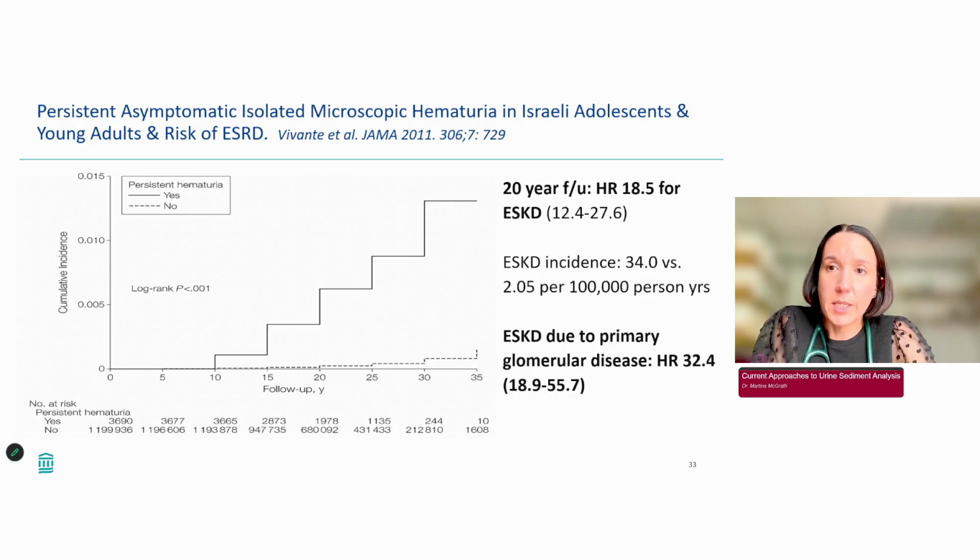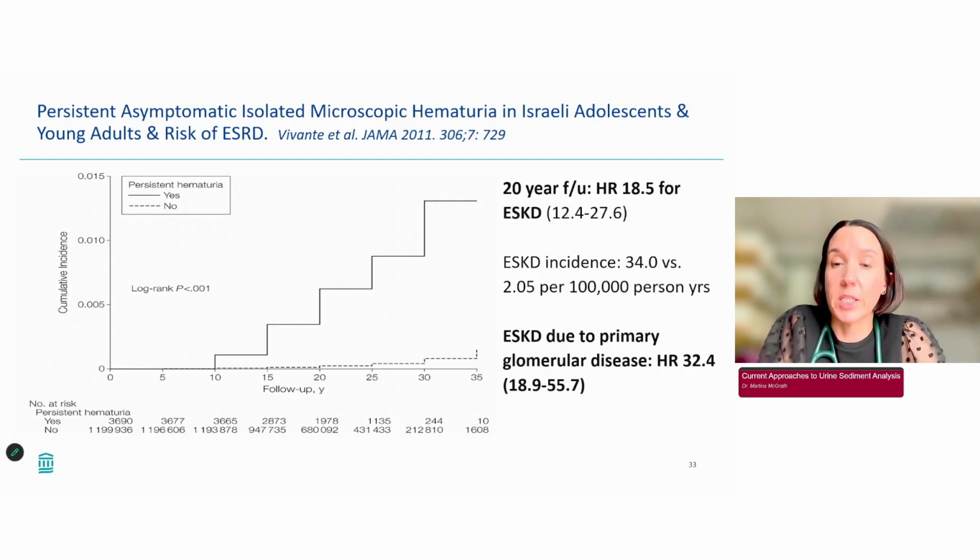Those that had isolated microscopic hematuria had this very marked increase in lifetime risk of end-stage kidney disease, which was primarily driven by risk of glomerular disease. So they had a hazard ratio of 32 for primary end-stage kidney disease for primary glomerular disease compared to those without hematuria. The numbers here are relatively small, but the difference really starts to arise by about 10 to 15 years post-follow-up. And again, I would emphasize these were people who were 16 to 25 at the time of screening. So this was early in life.